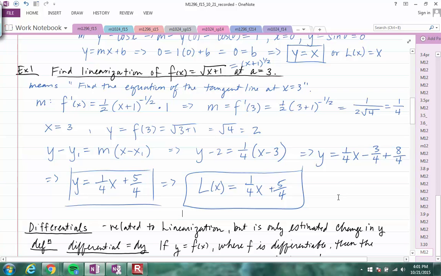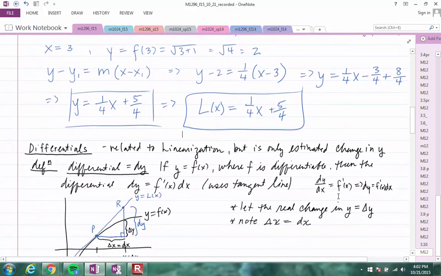So that's it for linearization. Basically, remember that the linearization at a particular a value is the next value, and it's just the equation of the tangent line at that a value. That's it. All right, moving on.